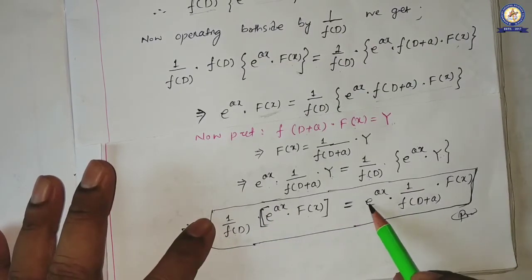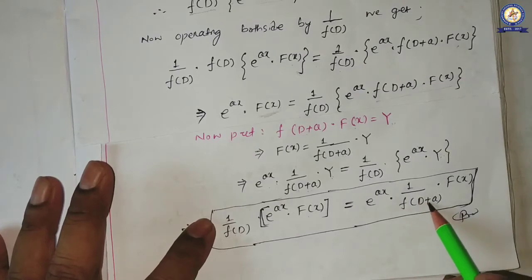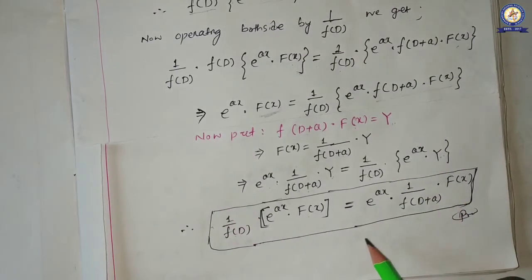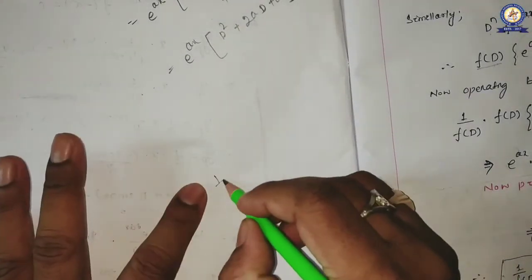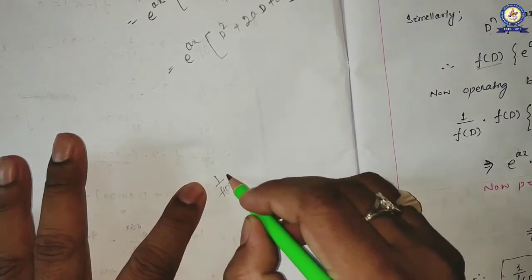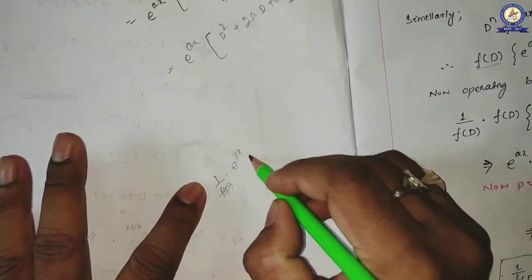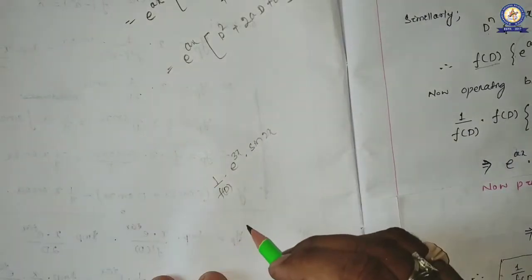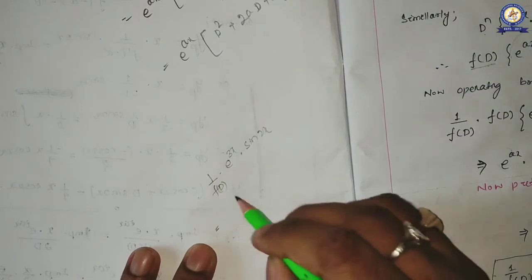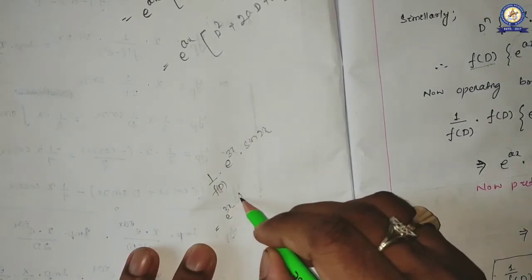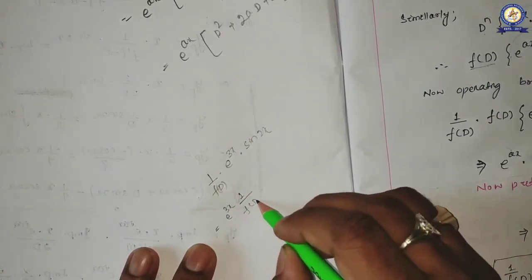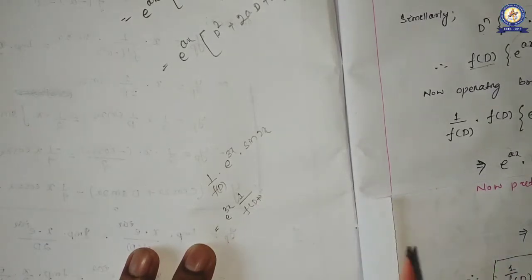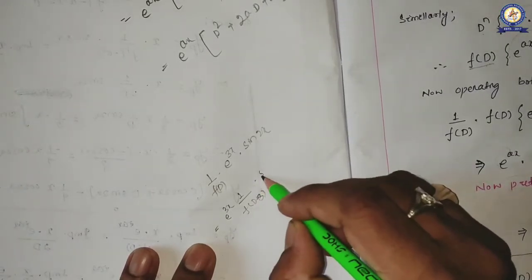So e to the power x into 1 by f of D plus a into f(x). Here I am going to give a simple example. Suppose we have 1 by f of D into e to the power 3x into, suppose, sine 2x. Then what is the initial step? It will be e to the power 3x into 1 by f of D plus 3 into sine 2x.